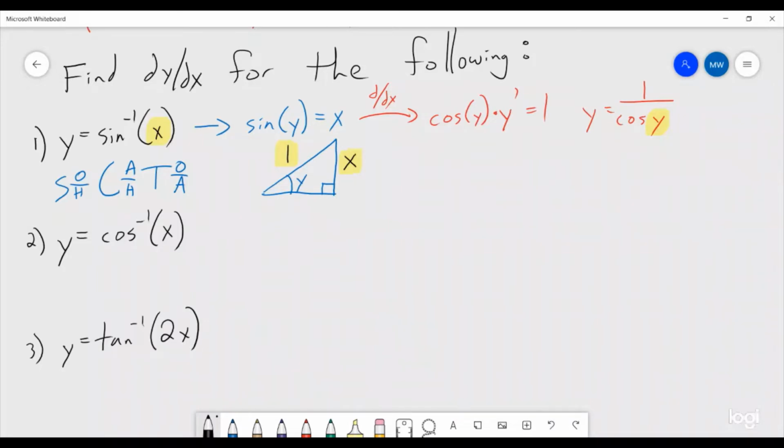Well, the Pythagorean theorem allows us to figure that out. So this is the adjacent, so we get that a squared plus b squared, which in this case is x, that's equal to 1. So a squared is 1 minus x squared. So a is the square root of 1 minus x squared. So we can put that here.